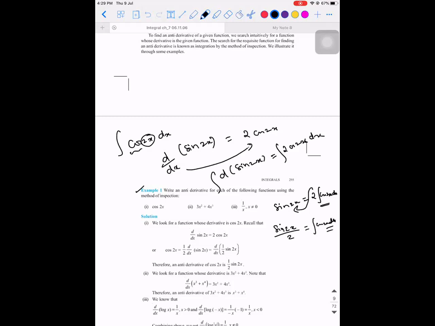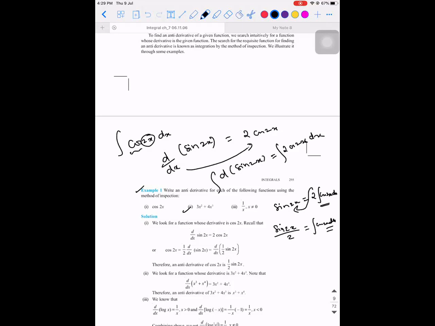Here we don't add any constant because we did it using the method of inspection. The answer can also be sine 2x by 2 plus 2, or anything. So the answer is sine 2x by 2. Are you able to understand this point? Now can you try the next one?